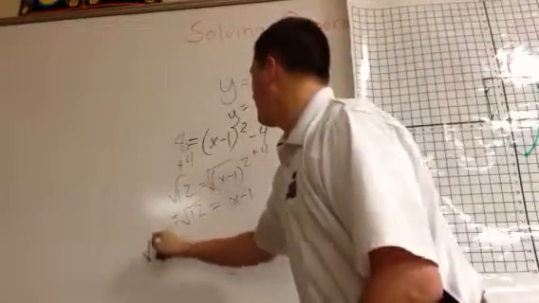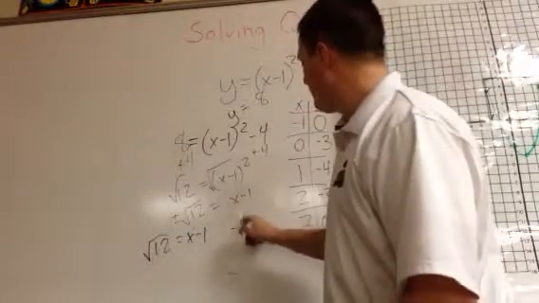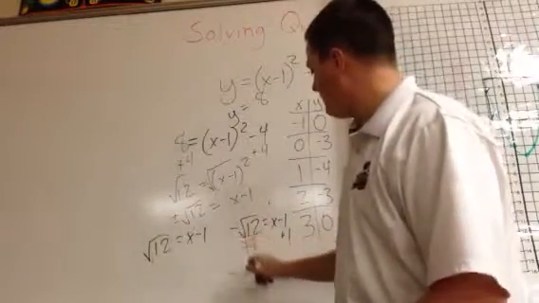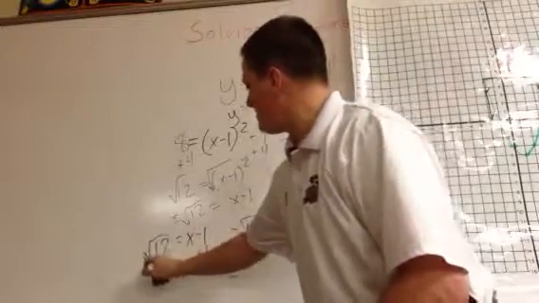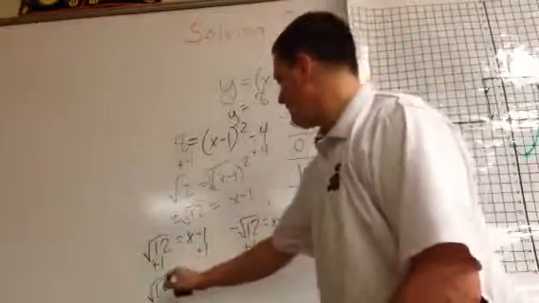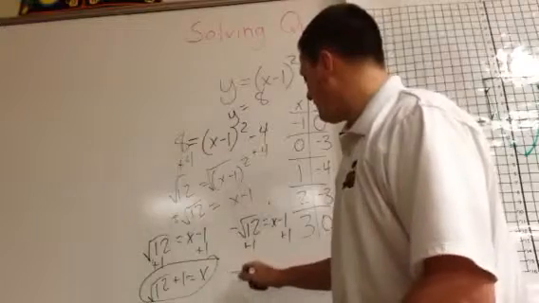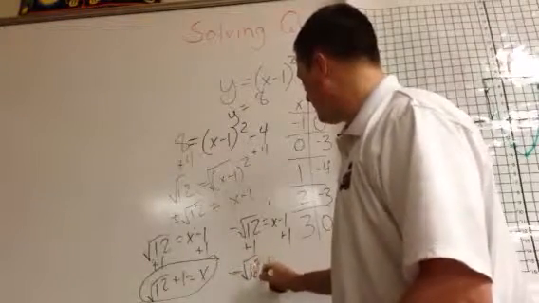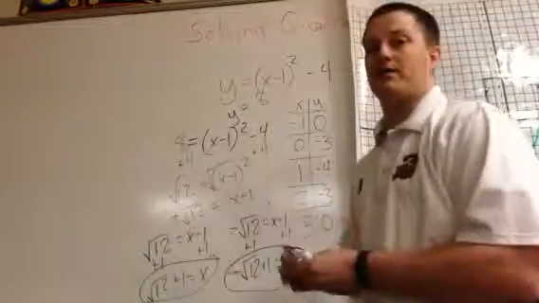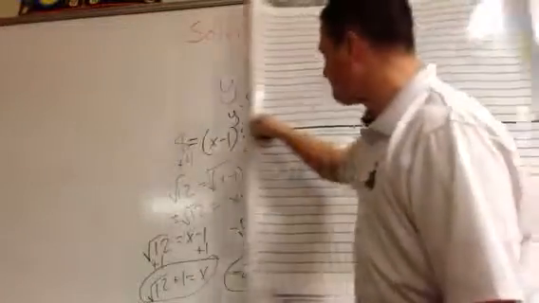We have square root of 12 equals x minus 1. And we have the negative square root of 12 equals x minus 1. We're going to add 1 to both sides and get the radical expression of square root of 12 plus 1 equals x, and negative square root of 12 plus 1 equals x. We now have a radical expression. We could get a similar estimate from a graph.